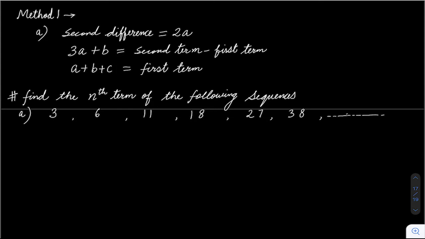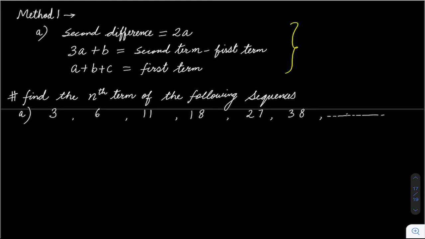Now let's take an example. We have a sequence 3, 6, 11, 18, 27, 38 and so on. We have to find the nth term. The first method says you first find the second difference, because most of the time they will not say it's a quadratic sequence. They will just say find the nth term. So first you have to check what type of sequence this is: quadratic, linear, or geometric.